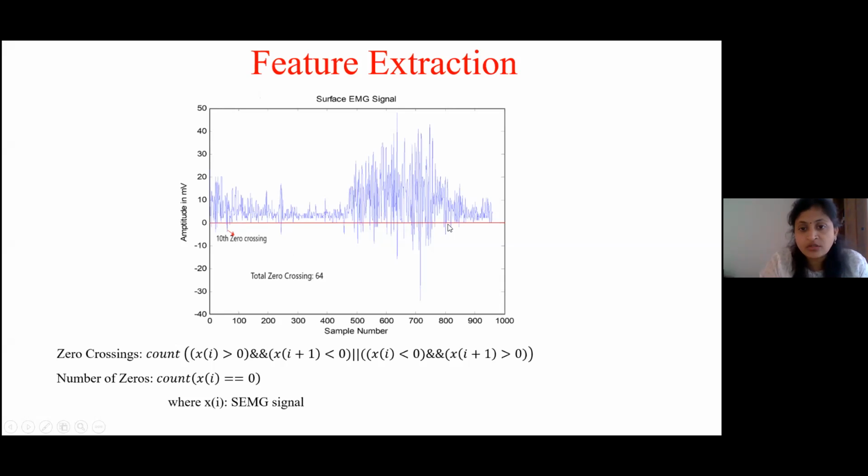Wherever your signal is crossing zero, from the positive side to the negative side, will give you the zero crossing. In this figure, your total zero crossings are 64. With this zero crossings, another feature comes, that is the number of zeros. In your EMG signal, if you observe, multiple times you will get the zeros. If DC offset is not there, you will get zeros. So how many times you are getting zeros in your signal is also one important feature that gives very good information.